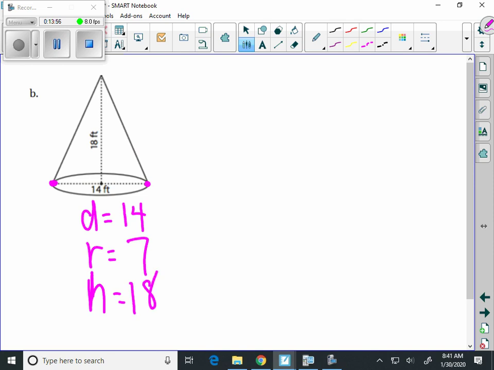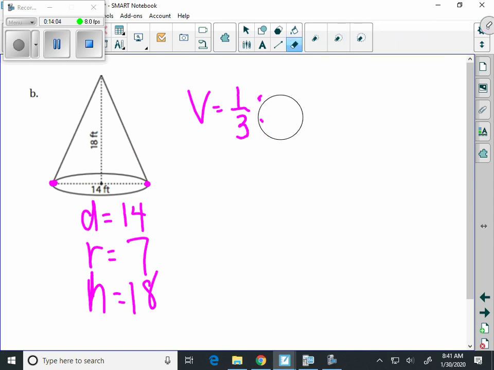And we can fill in our formula. The formula is 1/3 times the area of the base times height. The area of the base is pi r squared because it's a circle, times the height. And that's one of the ways to tell: do you have a circle in the problem, or do you not? If you have a circle in the problem, it's either going to be a cone or a cylinder. And if you have a point to it, then it's going to be the cone.